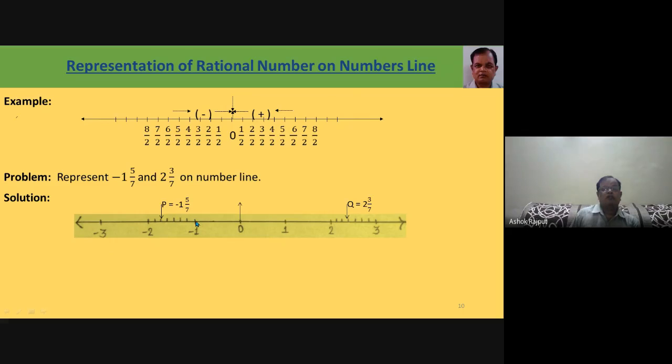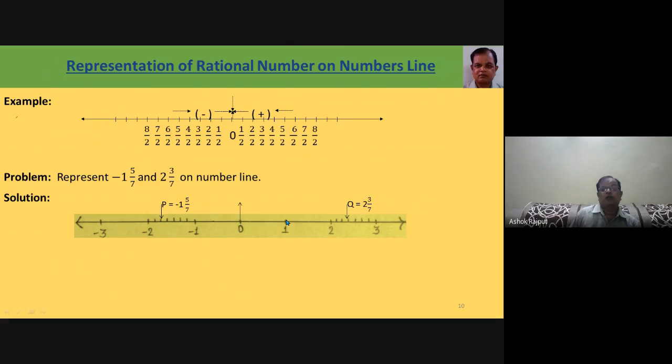It is minus 1. After that we need 5 by 7. First we divide the distance between minus 1 and minus 2 into 7 parts and take 5 parts: 1, 2, 3, 4, 5. So it is our point P equal to minus 1 and 5 by 7. In the same way, we mark 2 and 3 by 7.